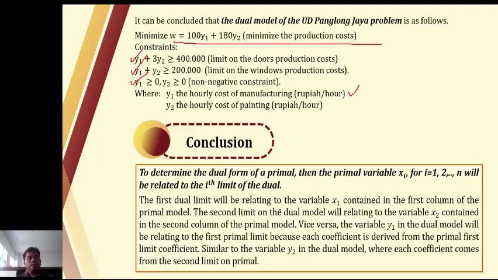So we can conclude that to determine the dual form of the primal, the primal variable xi for i equals 1, 2, until n will be related to the nth constraint of the dual. You can see this conclusion.